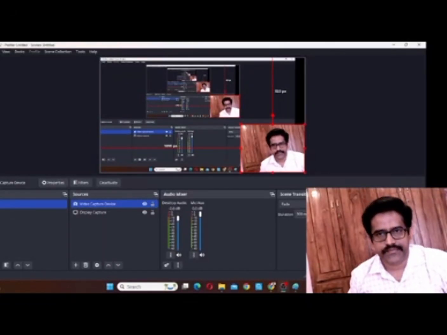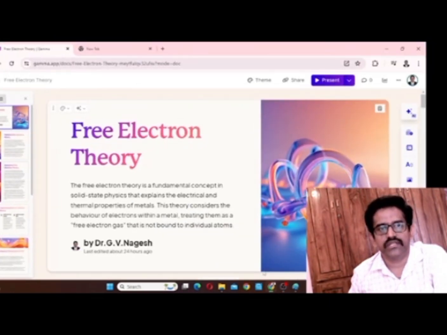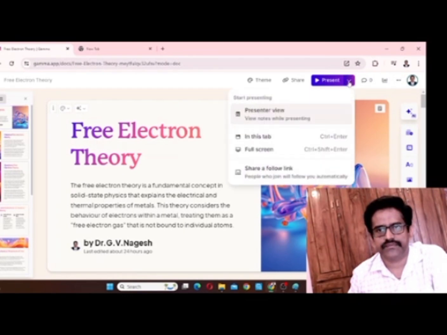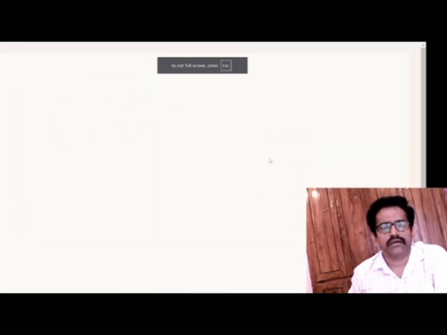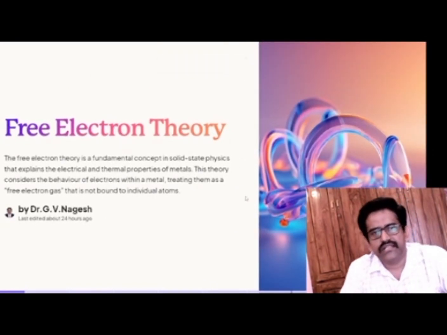Good morning. Today we are studying the classical free electron theory. Before going to the classical free electron theory, we have to take some points about the free electron theory. Here, the free electron theory gives the electrical and thermal properties of the metal.